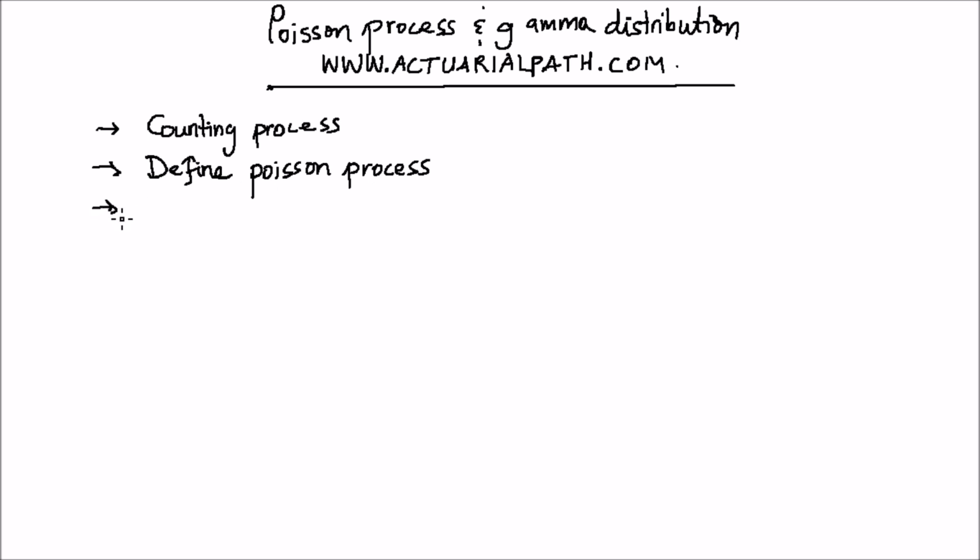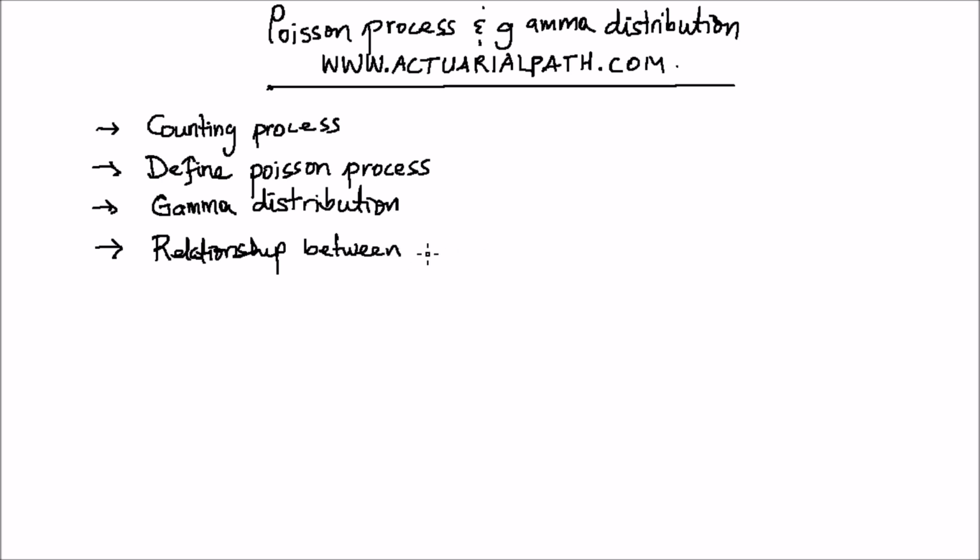Then using the motivation of the Poisson process, we will derive the probability density function of the gamma distribution. And finally, we will lay out the relationship between the Poisson distribution, the Poisson process, the gamma distribution, and the exponential distribution.